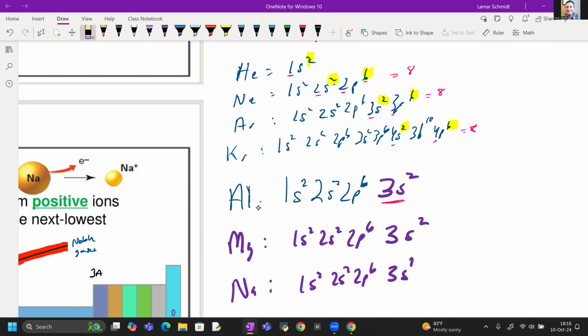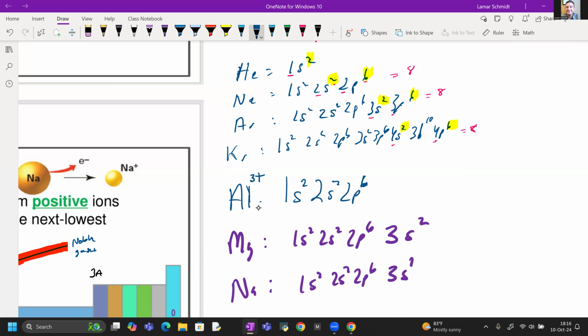So we have to remove all of the valence electrons. And when we do, we remove all 3 valence electrons, now we have the noble gas configuration of neon. And there it is, 1s2, 2s2, 2p6. Notice it has 8 valence electrons in its outer shell. But since it lost 3 electrons, it must have a 3 plus charge, all right?